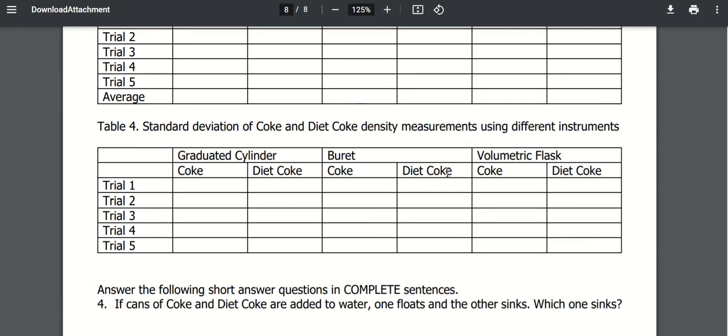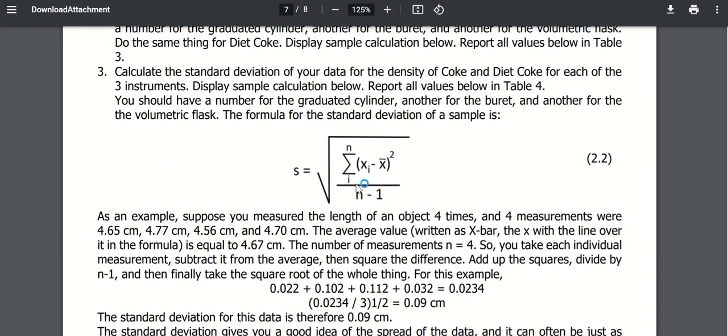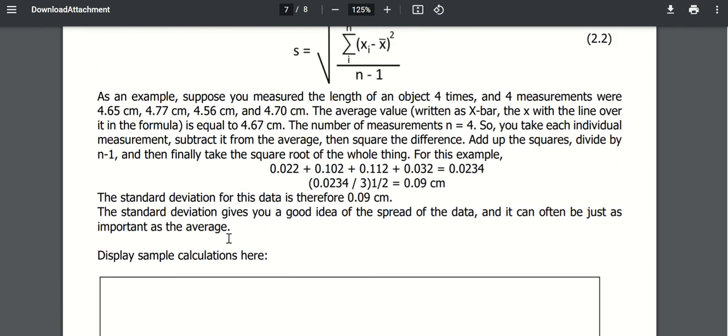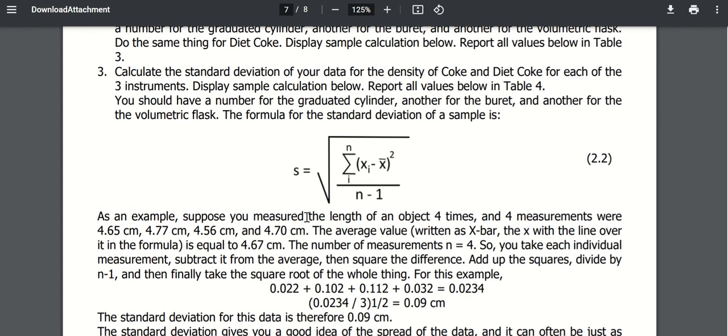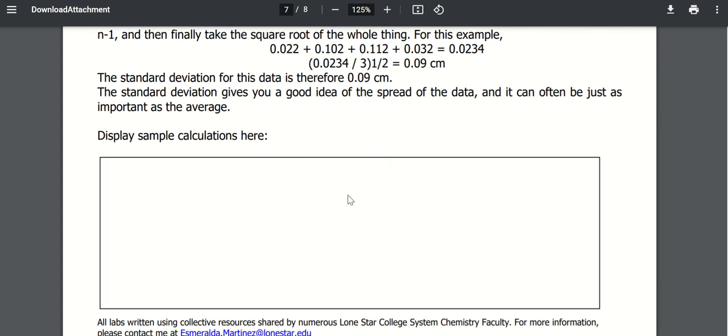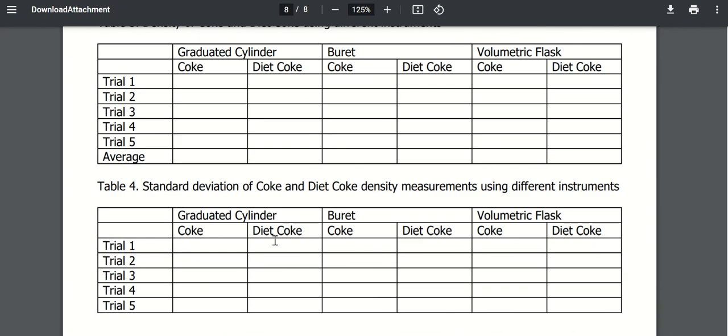And then you are calculating the standard deviations. Standard deviations are important. They give you, mathematically, how much variation there was in whatever sample of data you collected. It's going to show you which instrument has the most variability when you're measuring. So it's going to show you which one is probably the best one to measure volume with, between the graduated cylinder, the burette, and the volumetric flask.